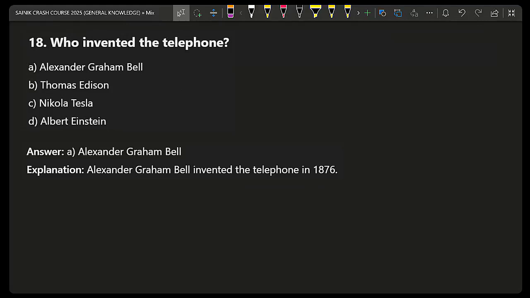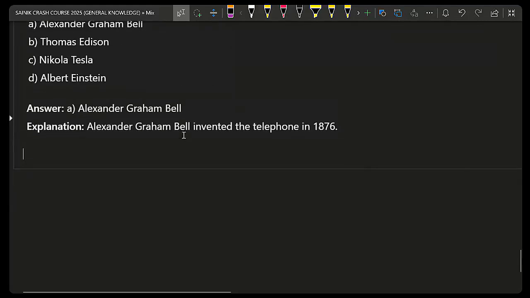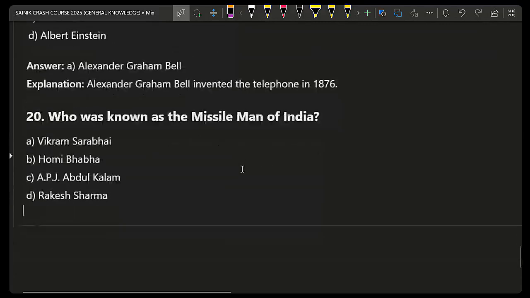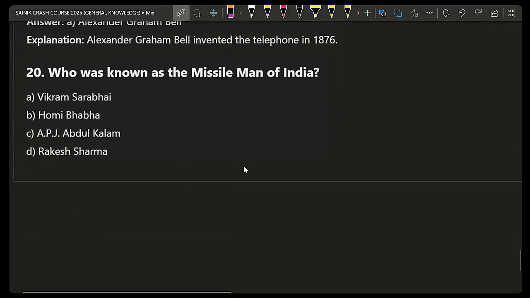One more question, this we discussed in class. I'm skipping some easy questions. Let us see how many of you remember. Who is known as the Missile Man of India? Option A, Vikram Sarabhai. Option B, Homi Bhabha. Option C, APJ Abdul Kalam. And option D, Rakesh Sharma.